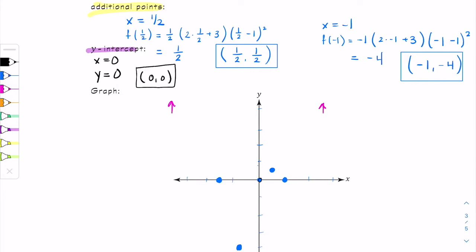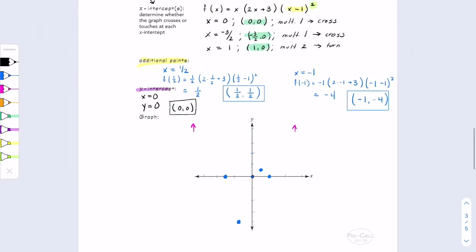And now it's time for the graph. So we need to pay attention to our zeros and our multiplicities, as well as making sure we touch all points. Remember that this is a sketch, so it does not have to be perfect. You just have to hit all points. It might look a little bit different than mine. Your curves might be slightly different.